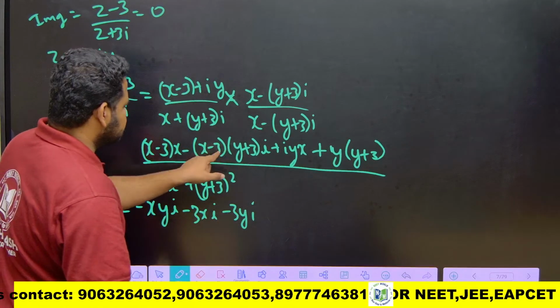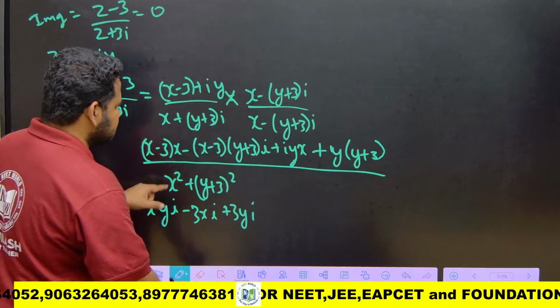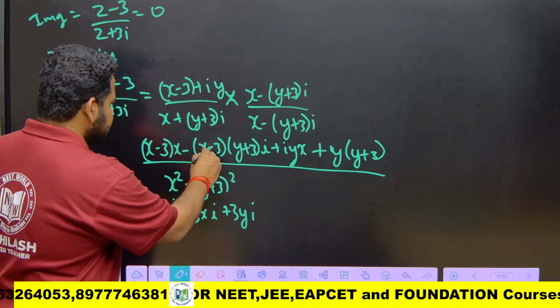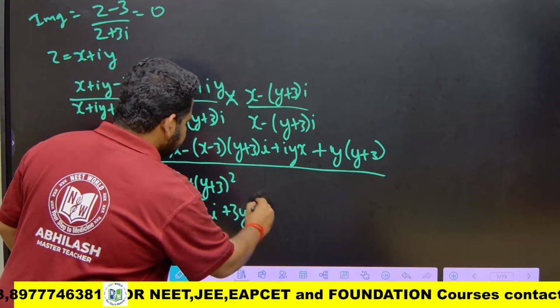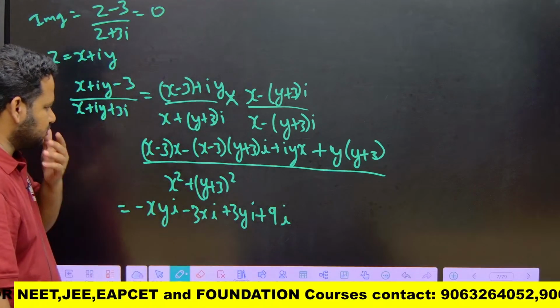Okay, this minus is also there. So this becomes plus. So 3 into y into i. This is minus into minus, plus again. So 3 into 3 is 9. Okay, 9i. This will become 9i.